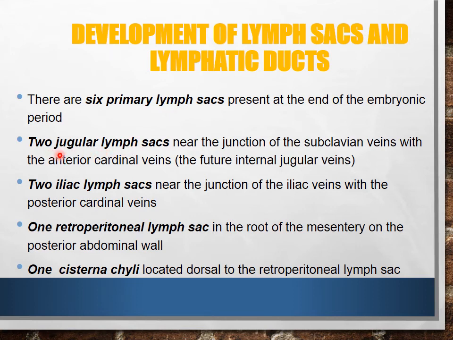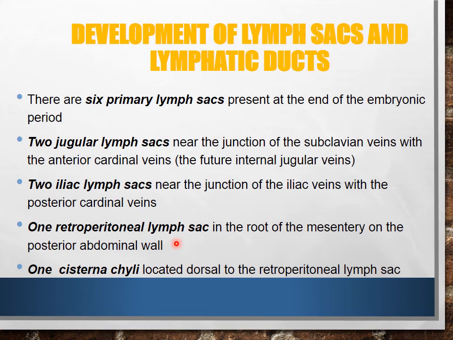You must remember 2 in the head and neck region, which are the 2 jugular lymph sacs near the junction of the subclavian vein with the anterior cardinal vein, which is going to become the future internal jugular vein. So at its junction, there are 2 jugular lymph sacs. There are 2 iliac lymph sacs draining the lower extremity. This is at the junction of the iliac vein with the posterior cardinal vein.